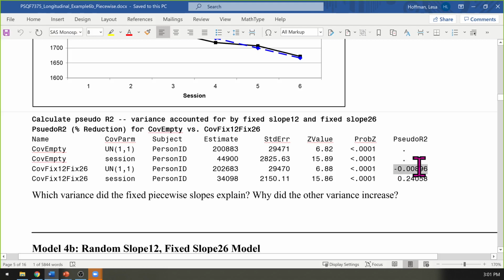And the other value here for the random intercept is a negative pseudo R-square, because anytime you explain level 1 residual variance only, level 2 variance goes up. Has to. They're yoked together. Okay, questions on that much?